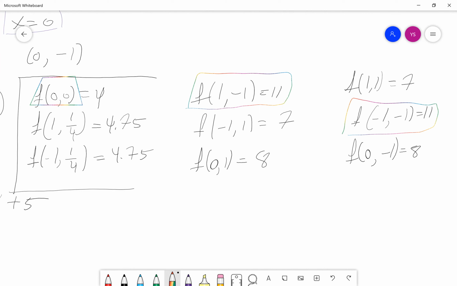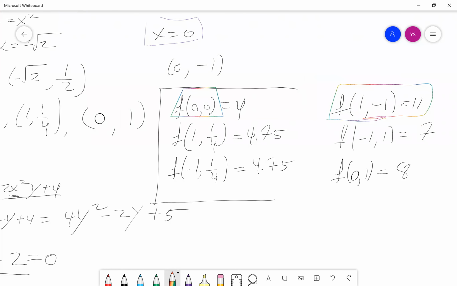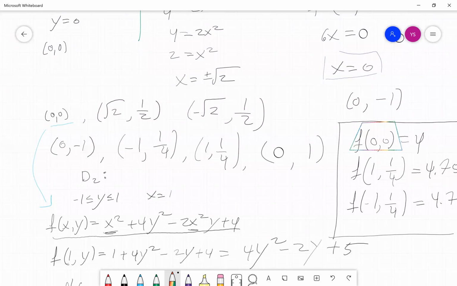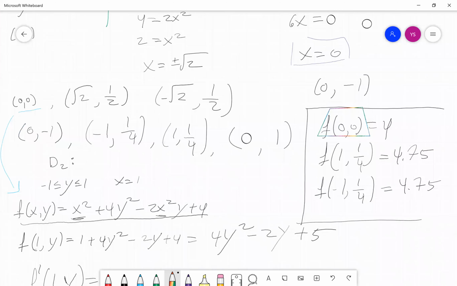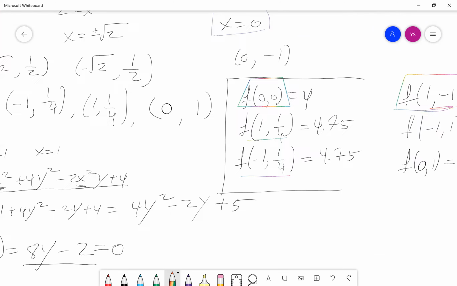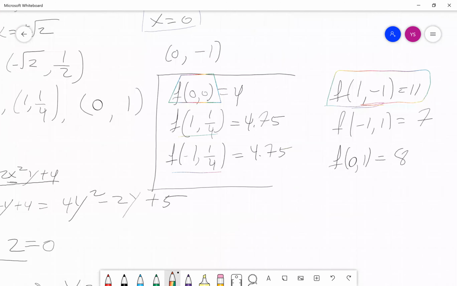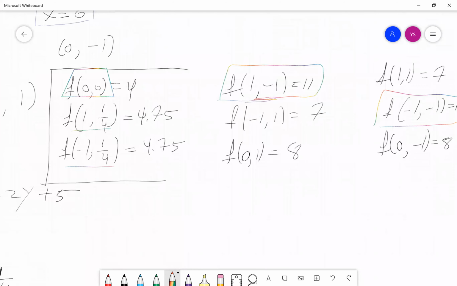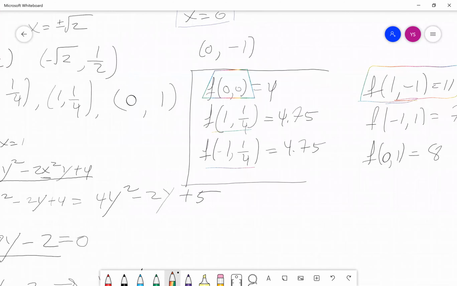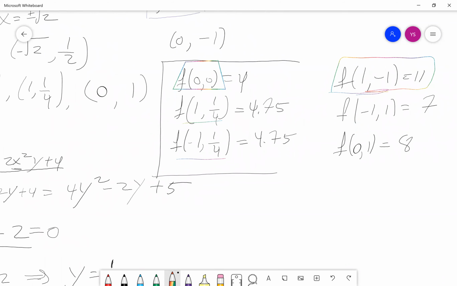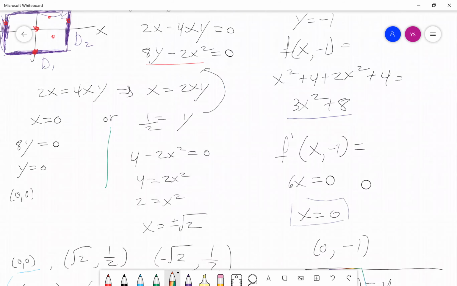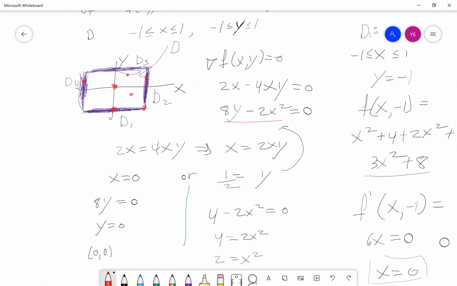Yeah? When we get the 1, -1, this one? When we get the... Yeah. Or the -1 and 1/4. Yeah, these we got. -1, -1. Yeah, sorry. We also have to check all of these boundaries. This point, this point, this point, and that point. And that should answer that question.